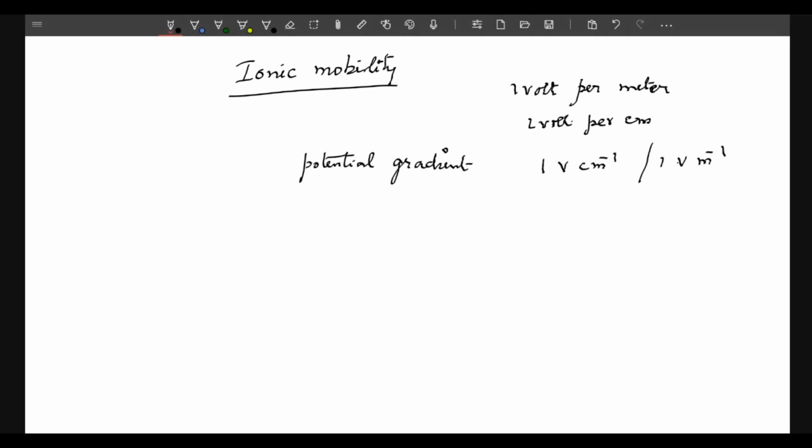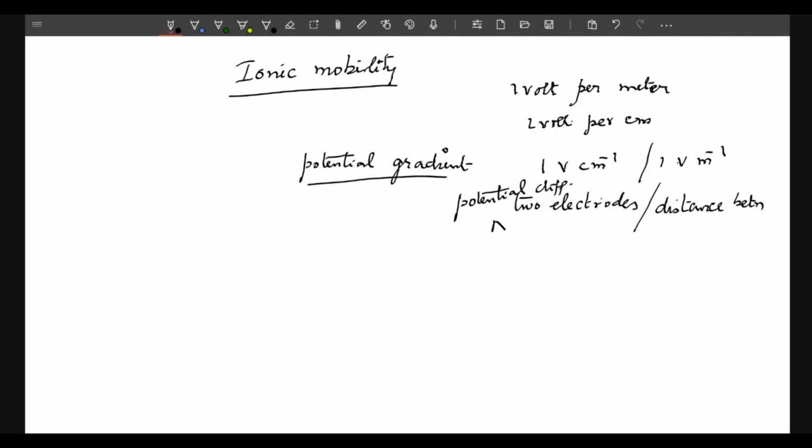the potential difference between the two electrodes. What is the voltage difference between the two electrodes divided by the distance between the two electrodes. Potential difference between the two electrodes, divided by the distance between the two electrodes.